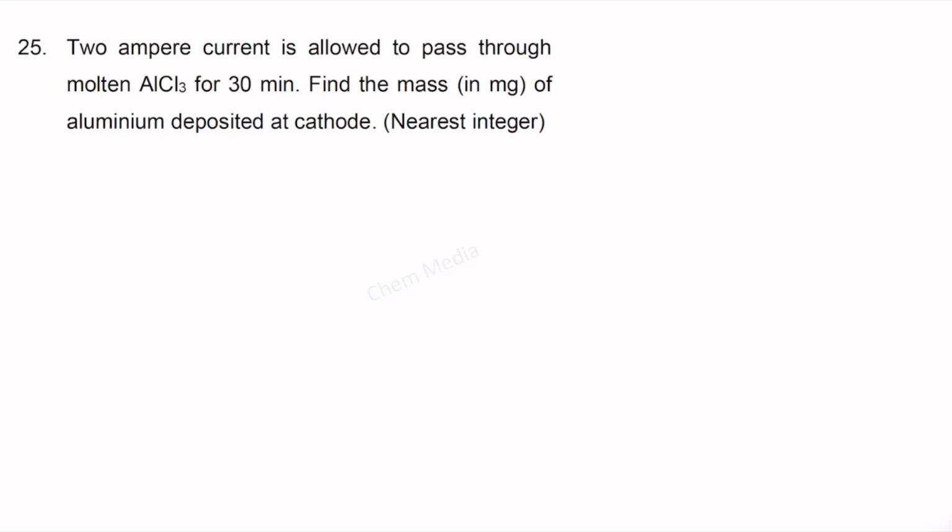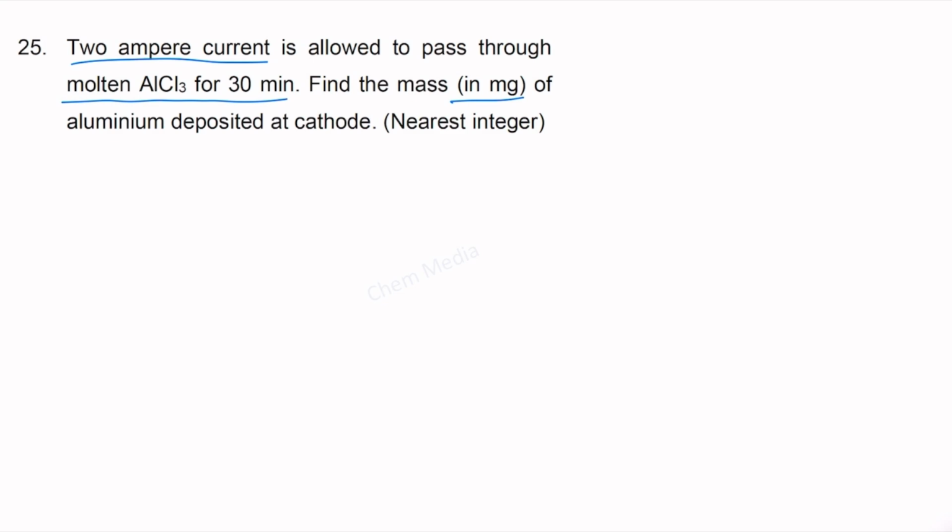Hello everyone, here is a question from electrochemistry. 2 ampere current is allowed to pass through molten AlCl3 for 30 minutes. Find the mass in milligrams of aluminum deposited at cathode. We need to find out the nearest integer.